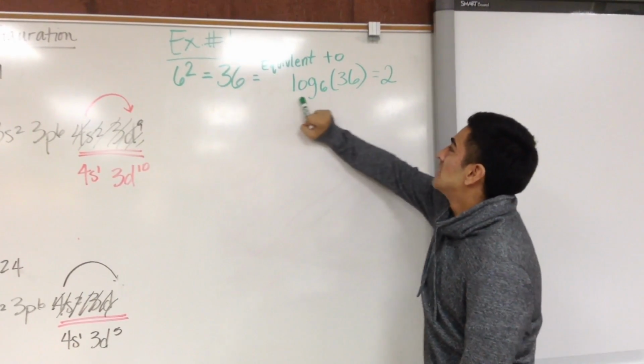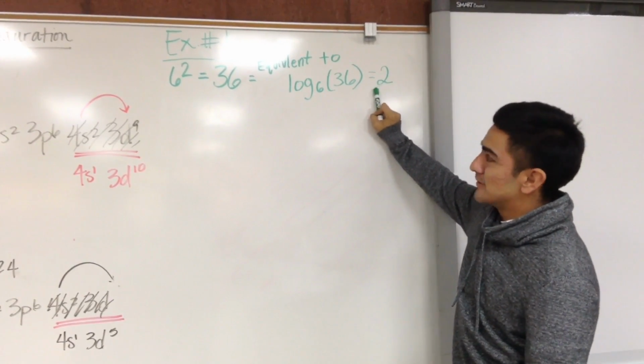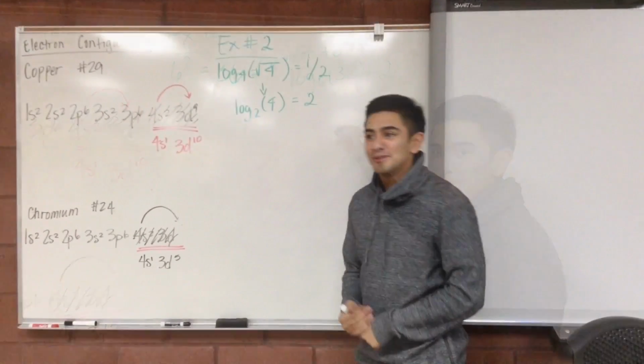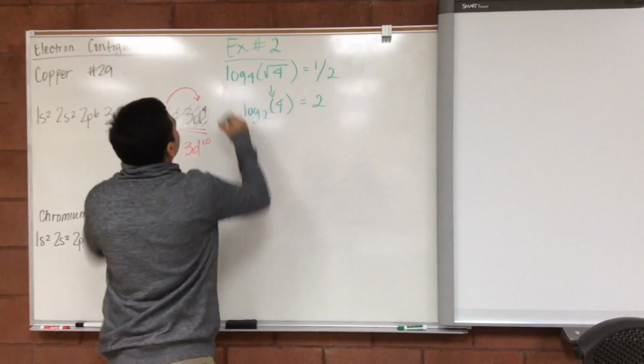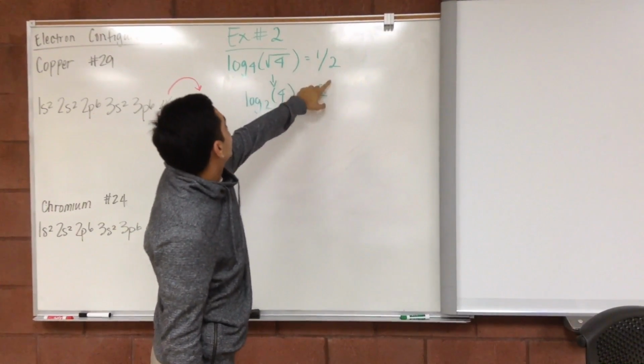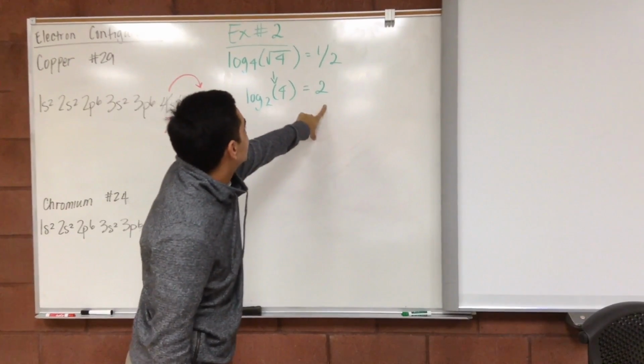On the first example of logarithmic functions 4.3, we do 6 to the power of 2, that's 36, which is equivalent to log base 6 of 36 equals 2. And that's how you set up example number 1. Example number 2, you're going to put log base 4 of 2 equals a half, which is equivalent to log base 2 of 4 equals 2.